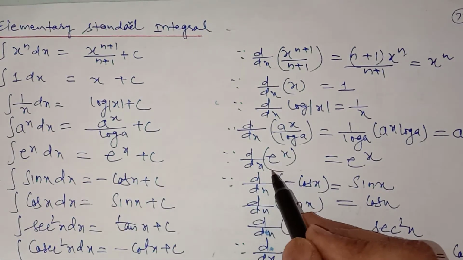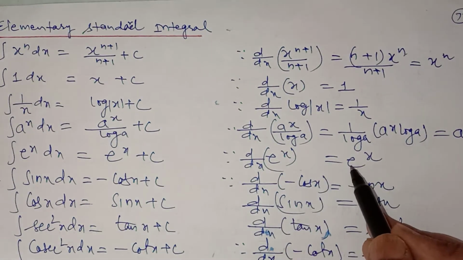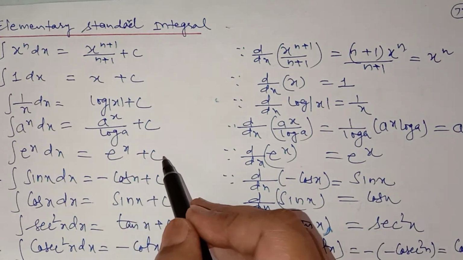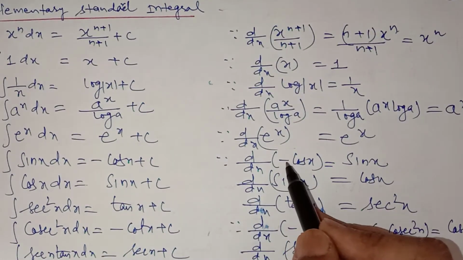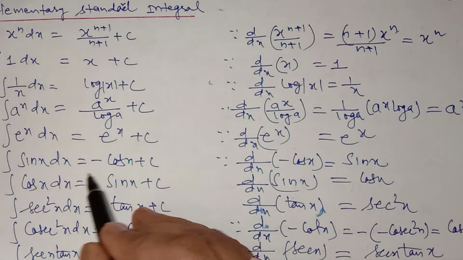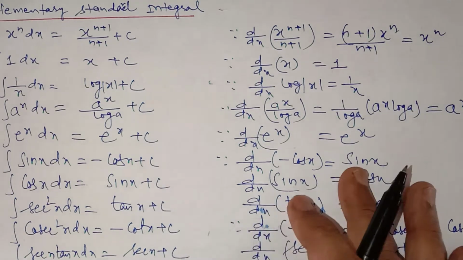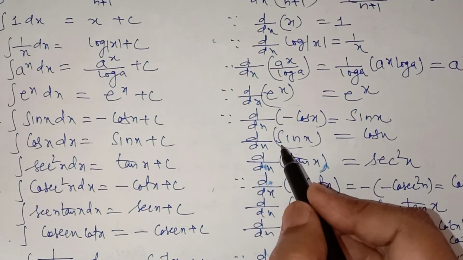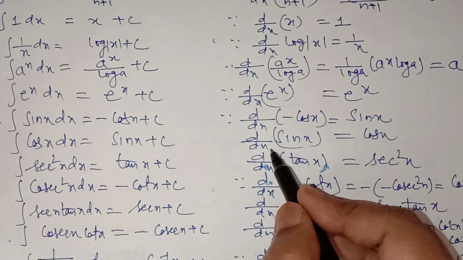Now because the derivative of e raised to power x is equal to e raised to power x, therefore the integration of e raised to power x is equal to e raised to power x plus c. Now because the derivative of minus cos x is equal to sin x, therefore the integration of sin x is equal to minus cos x plus c. And like this you can derive the formulas of some basic integration functions.